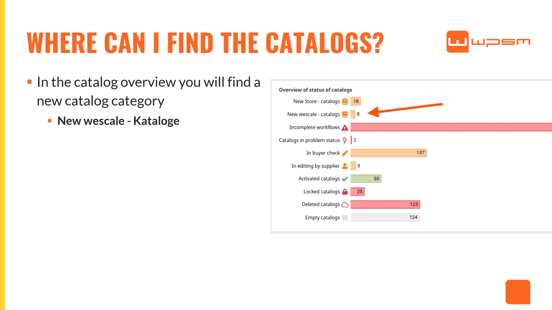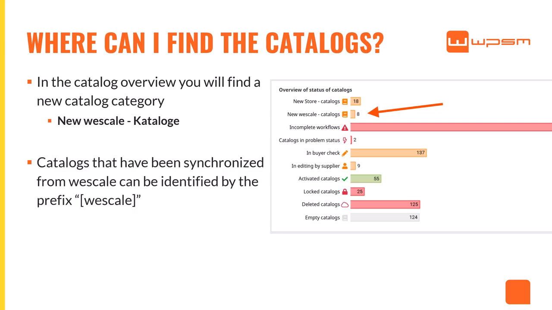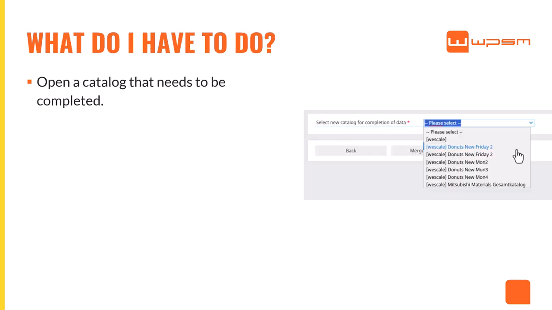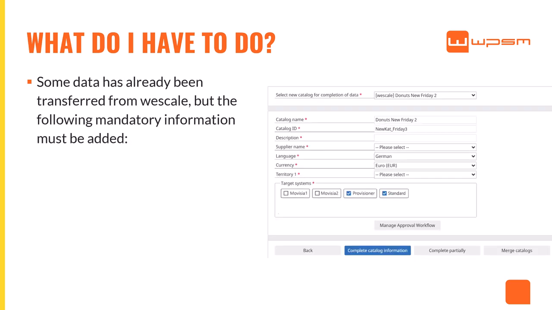Navigate to the dashboard of WPS Catalogs. There you will find the new section, New WPS Catalog. Catalogs that were synchronized from WScale can be recognized by the prefix WScale. In this overview, you see all the catalogs that need to be completed. Alternatively, you can also go through the catalog management and select the button Complete Catalog. Open a catalog that needs to be completed.